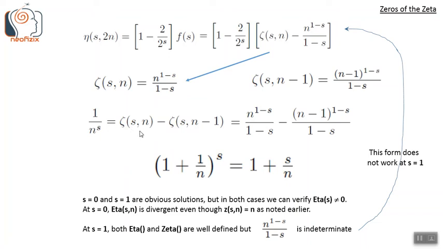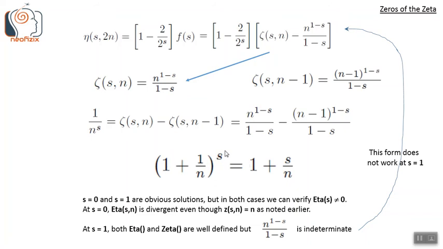So this is a series with n terms. This is a series with n minus 1 terms. If we take the difference between these two, what we end up with is the last remaining term, 1 by n^s, which is the difference between these two summations, and which will be equal to the difference between these two integral forms. So 1 by n^s is equal to the difference between these two forms, which basically gives us the equation 1 plus 1 by n^s is equal to 1 plus s by n.